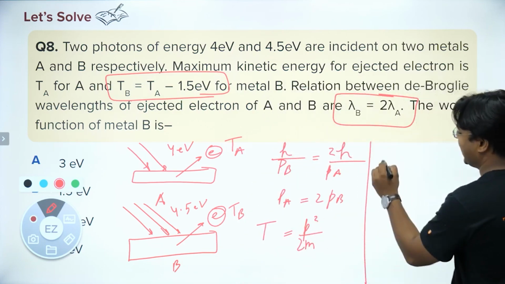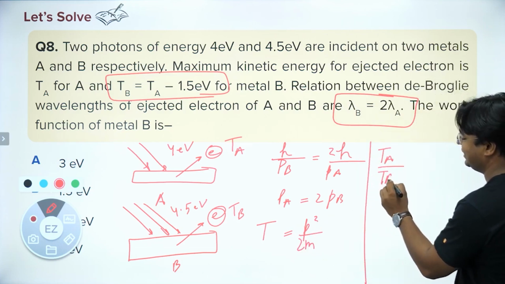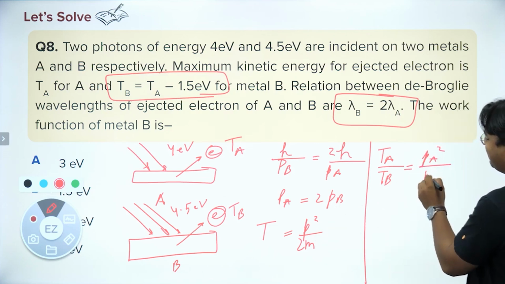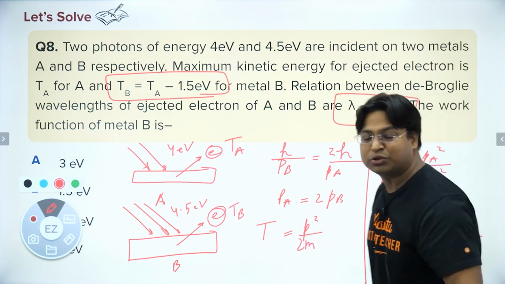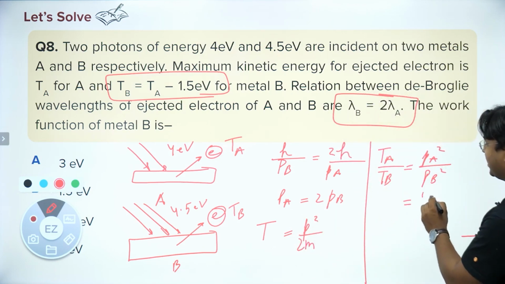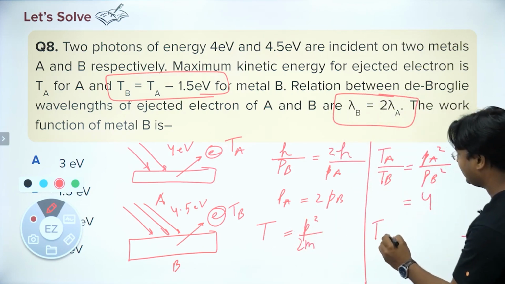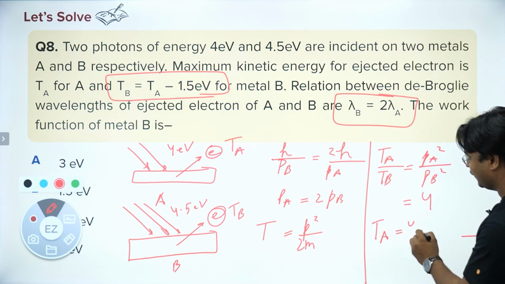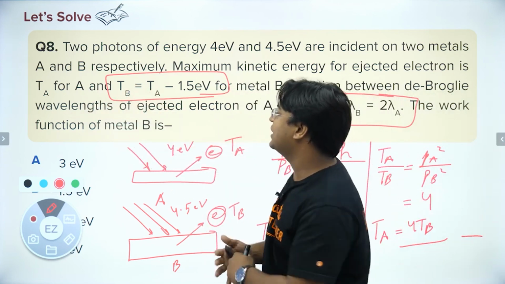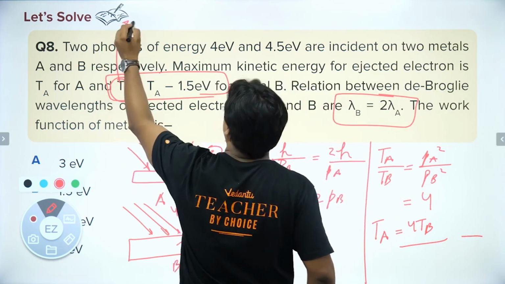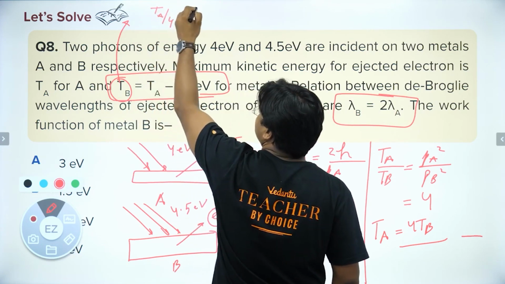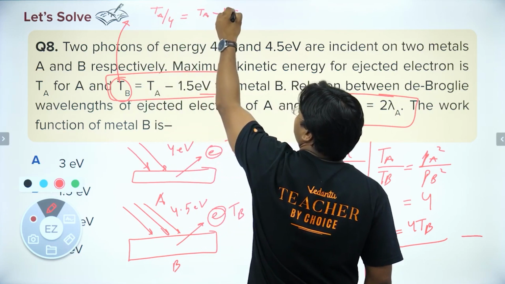So this tells me that the ratio TA by TB should be equal to PA square by PB square, as the mass is the same for both, they are electrons. PA by PB is 2, the square of that will become 4. So from here I know that the kinetic energy of A is 4 times the kinetic energy of B. So we can put this here. Instead of TB, I can put TA by 4. So TA by 4 is equal to TA minus 1.5.